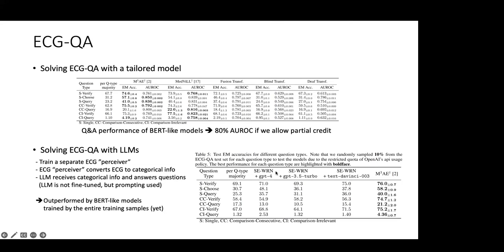Do I think the bottleneck comes from the ECG perceiver not actually extracting all the information, or is it the factor coming from the LLM not understanding or not being able to answer the question correctly, even if it was given all the right information? That was the question, right?